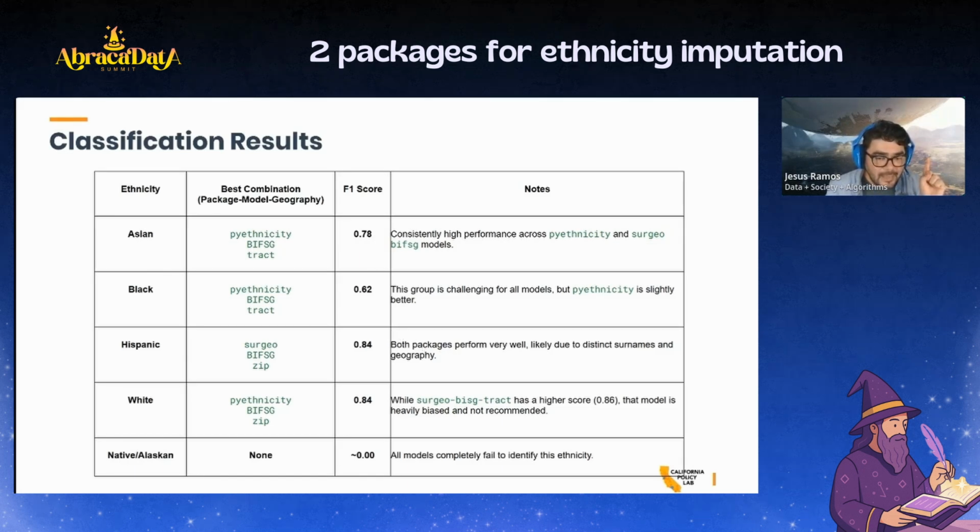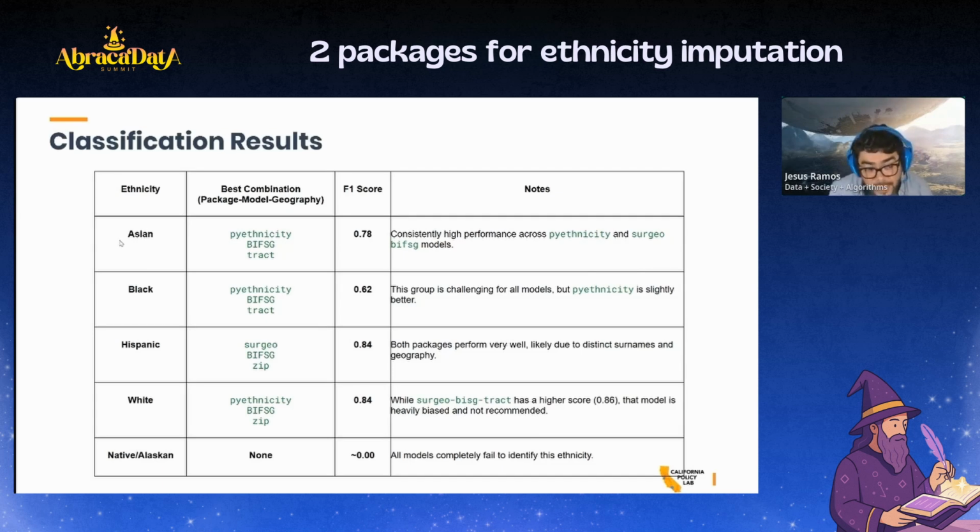And by overrepresenting individuals that have the reported white ethnicity, basically one of the packages, Pi ethnicity, is achieving a higher F1 score, but it has a great amount of bias. Now, let me just go through each of the rows.